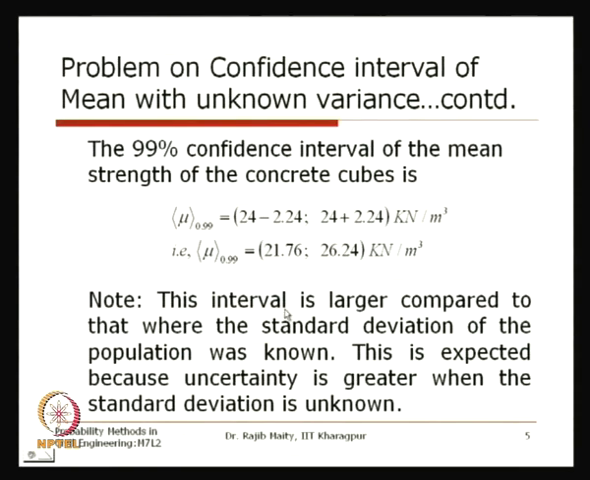Note that this interval is larger compared to the one where the standard deviation of the population was known. This is expected because the uncertainty is greater when the standard deviation is unknown. We also mentioned this in the last class when we were talking about the large sample and the small sample.